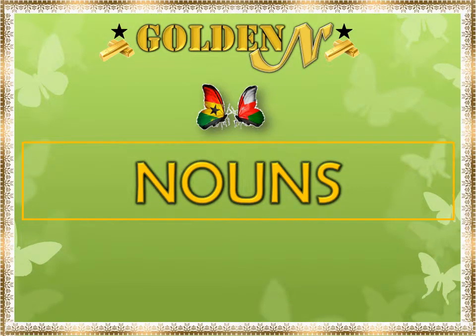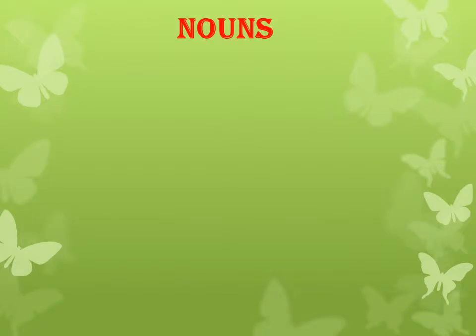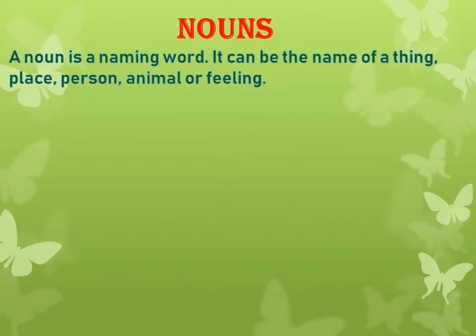Nouns. Nouns. A noun is a naming word. It can be the name of a thing, place, person, animal, or feeling.